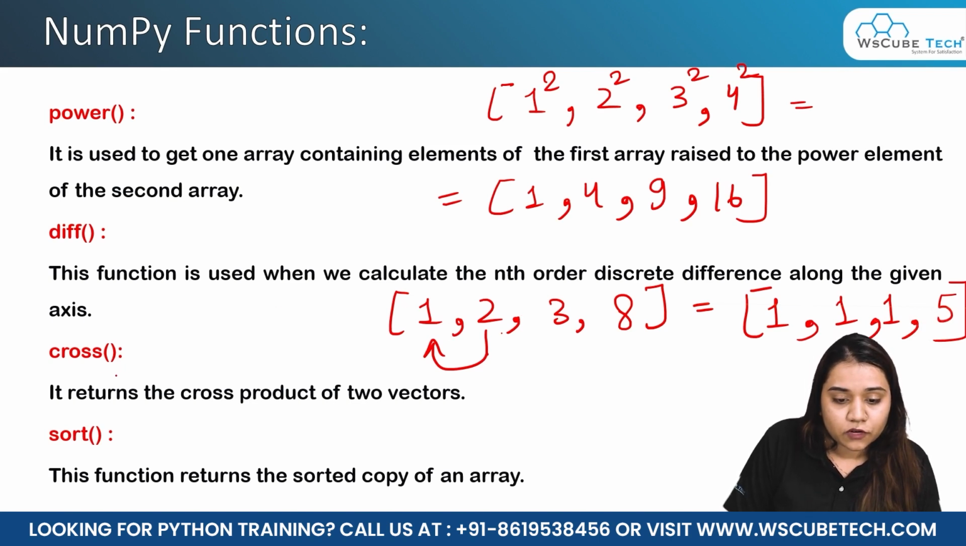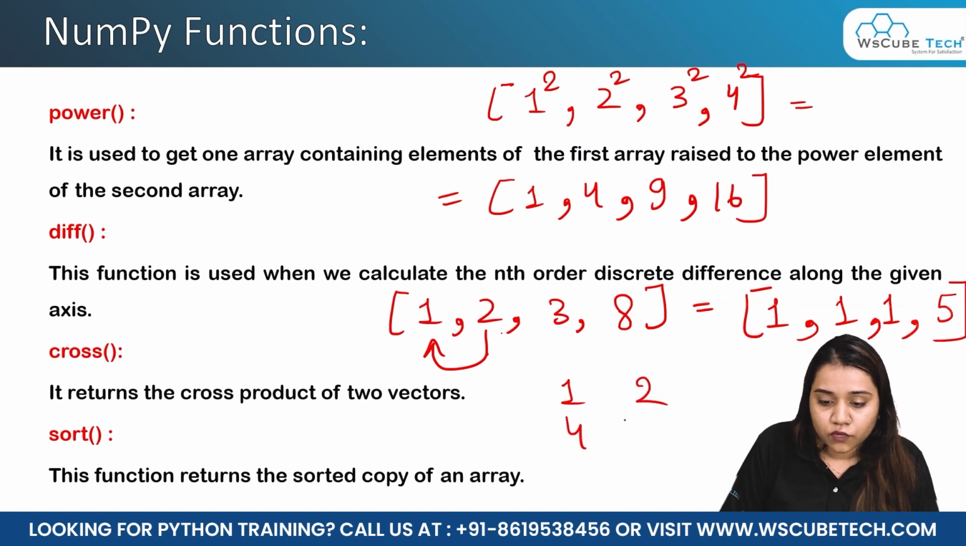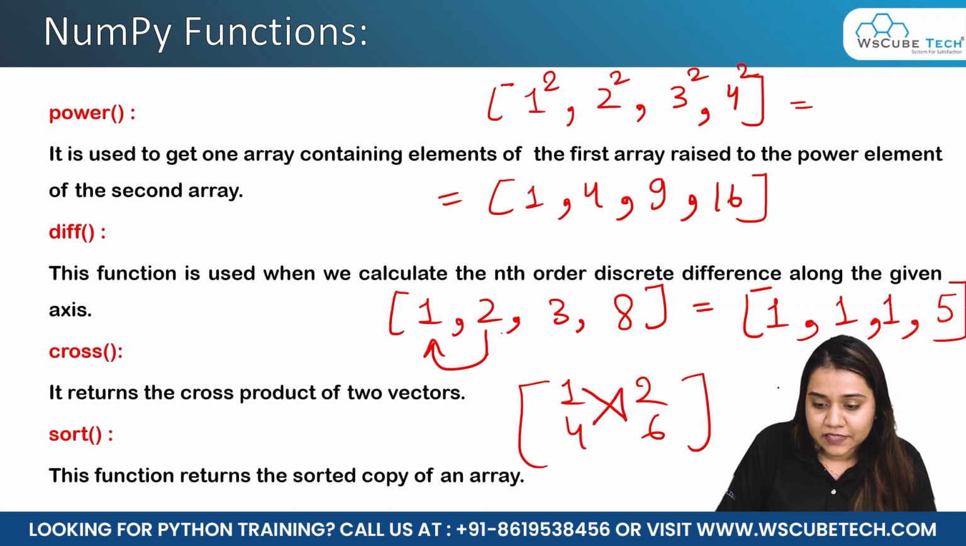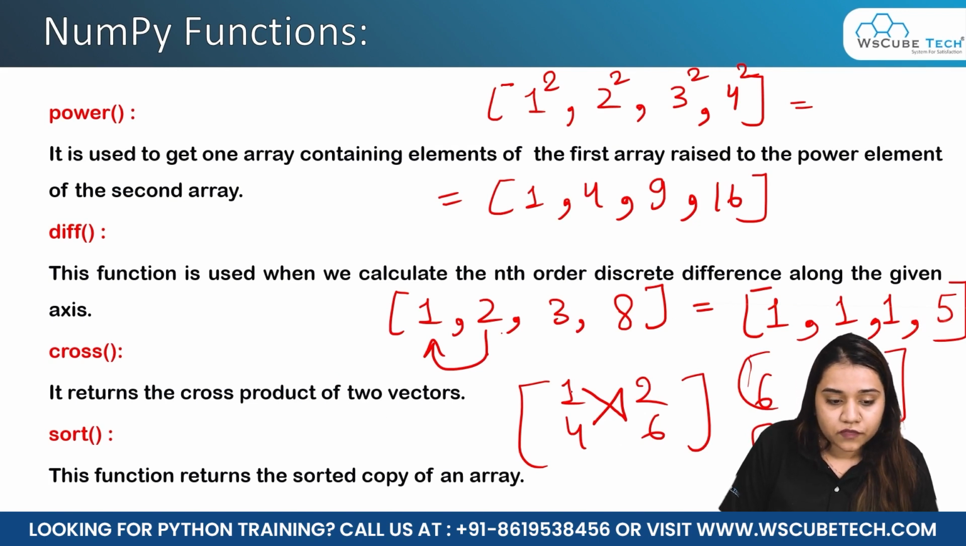Similarly, if I talk about the cross function over here, the cross function will give you the cross product. Now, how to get a cross product over here is very simple. Suppose we have two arrays in this way, we have 1, 2, 4 and 6 here. Now, cross product means that we will be multiplying them in this way, that 1 multiplied by 6. So 1 multiplied by 6 would be 6 here, and 4 multiplied by 2 would be 8. So the output over here would be 6 minus 8, that is minus 2. So this is what cross product will give us.